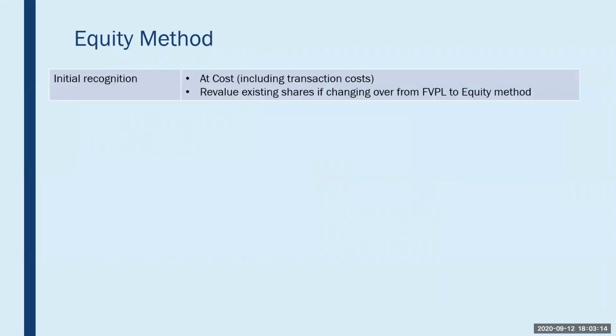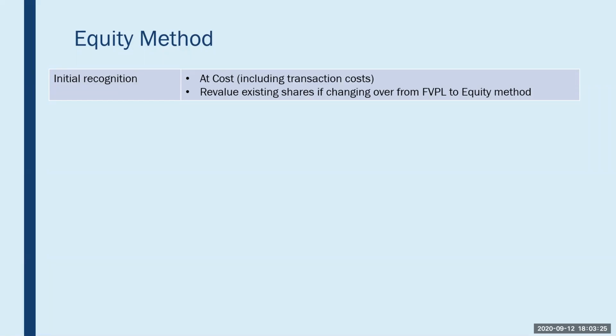So here's a deeper look at the equity method. The initial recognition of the investment is at cost. Cost will include any transaction costs such as brokerage fees, commissions, and so on.